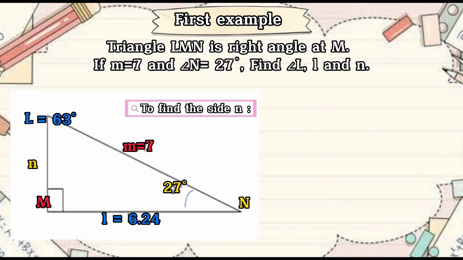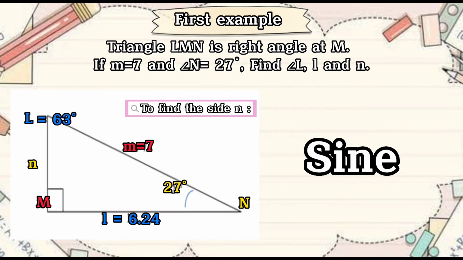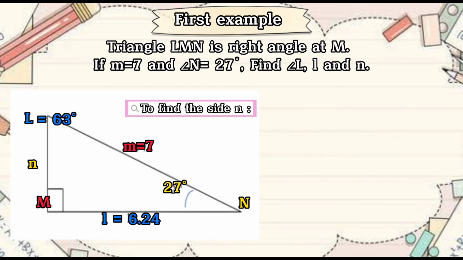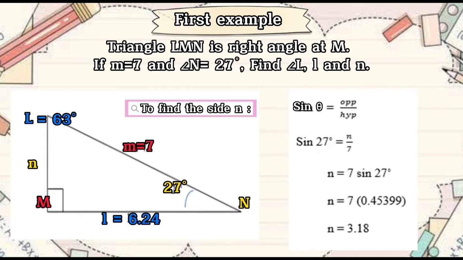Now, let us find the side of N. So, dito pwede natin gamitin yung formula ng sine dahil may theta tayo and given din yung value ng hypotenuse natin. So, bali ang formula ay sine theta is equal to opposite over hypotenuse. At yung theta natin dito ay 27 degrees equal to side N over 7.